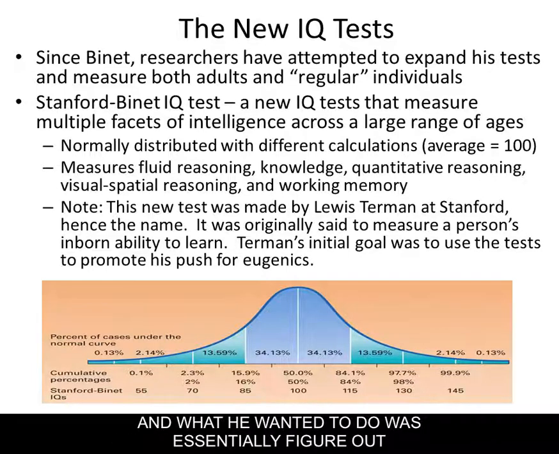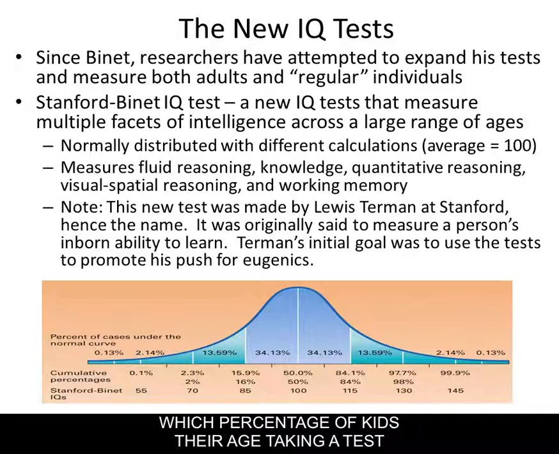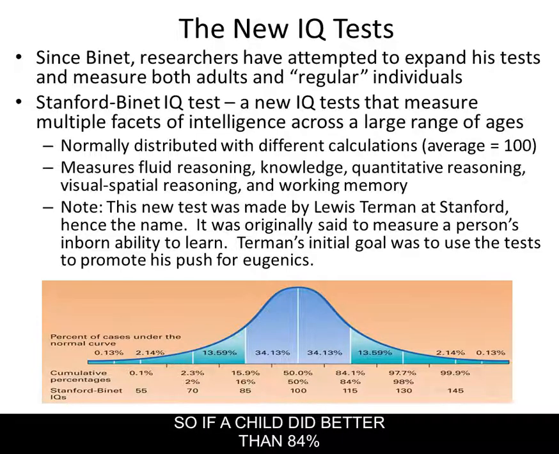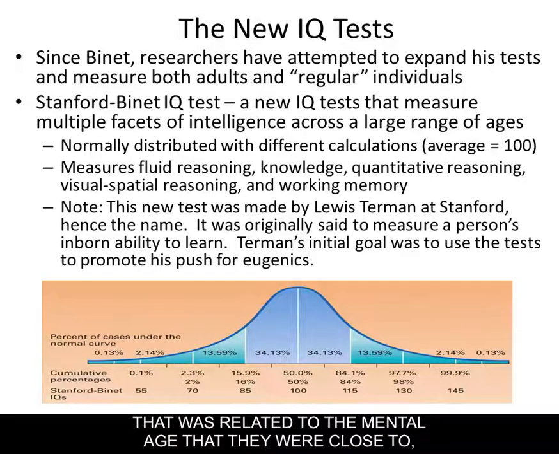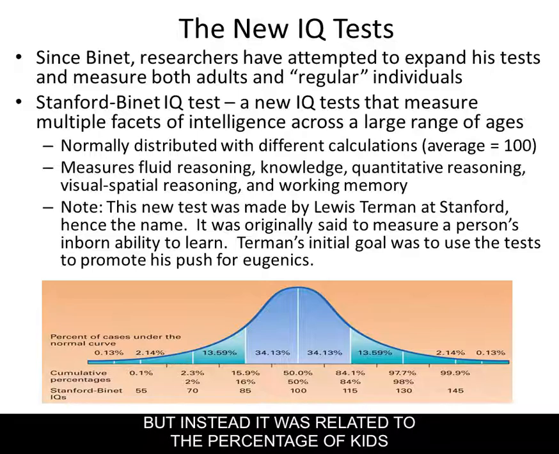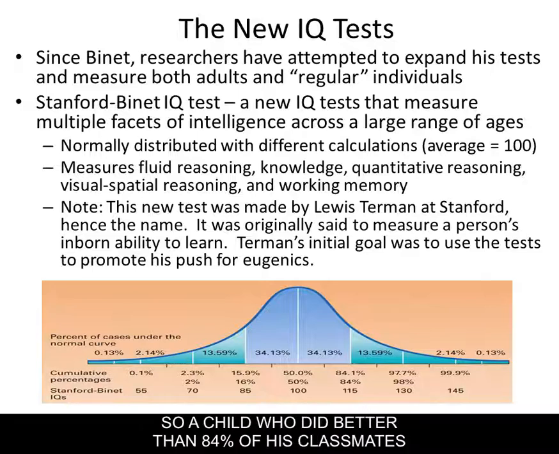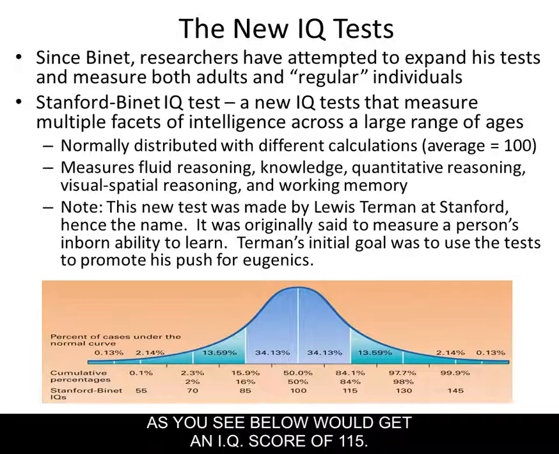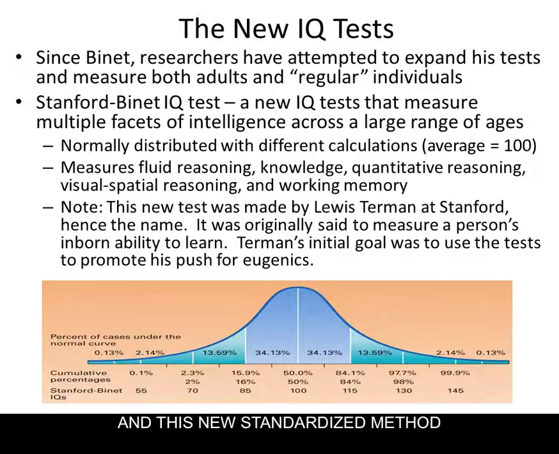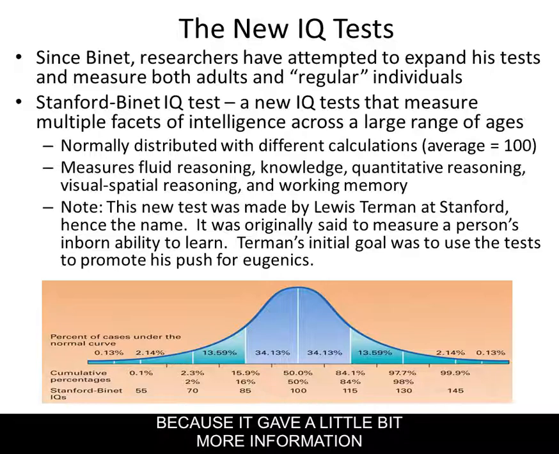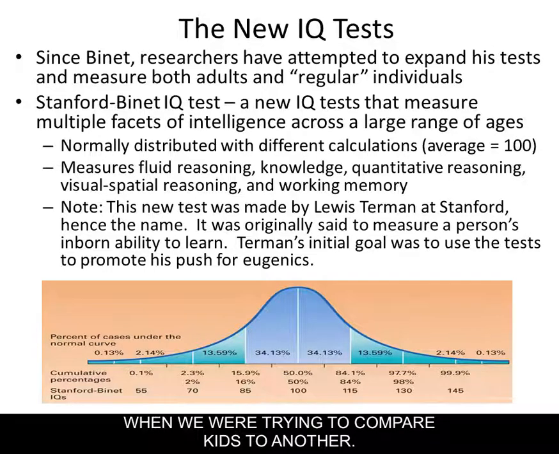And what he wanted to do was essentially figure out which percentage of kids their age, a 4-year-old taking a test, did better than. So if a child did better than, say, 84% of all other 4-year-olds, then the child wouldn't score an IQ that was related to the mental age that they were close to, but instead it was related to the percentage of kids they did better than. So a child who did better than 84% of his classmates, as you see below, would get an IQ score of 115. And this new standardized method was very attractive to researchers because it gave a little bit more information about what we were looking at when we were trying to compare kids to one another.